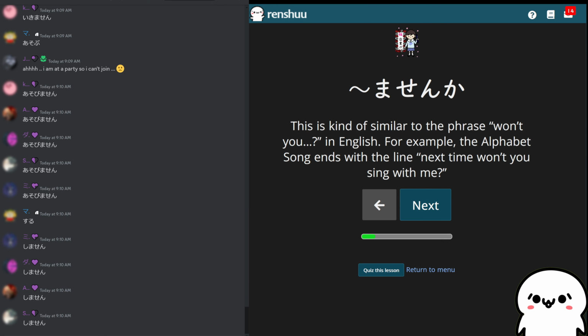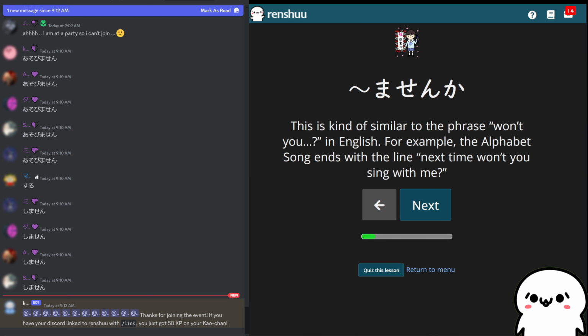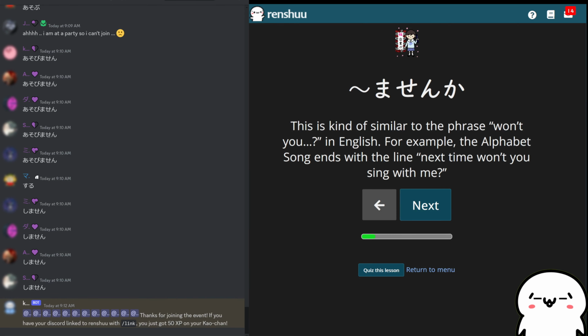You are inviting them, but you're making it such a weak, I don't mean that negatively, but such a weak invitation that you're using the negative form and you're asking a question. So, won't you go to the park? Won't you eat dinner tomorrow? Won't you study together with me? This is how it comes out in Japanese. And so let's look at a few examples.